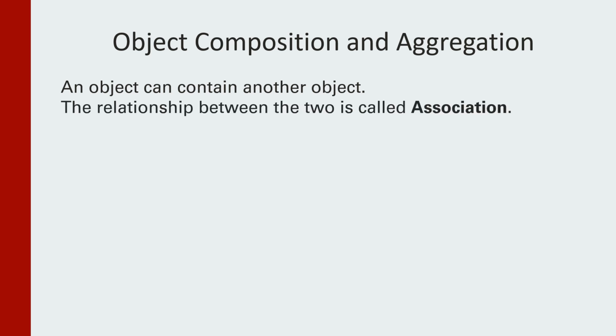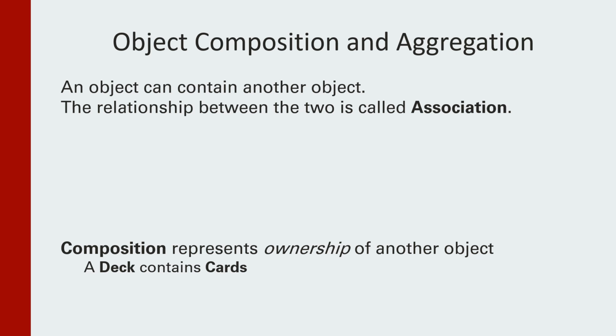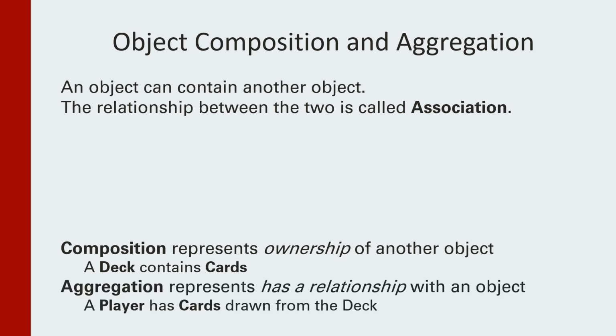Another way that objects can interact with each other is with composition and aggregation. An object can actually contain another object, and the relationship between the two is called an association. The specific ones I have here are composition and aggregation. So composition represents ownership of another object. For example, a deck can contain cards. Meanwhile, aggregation represents a has-a relationship with an object. A player, for example, has cards drawn from the deck.